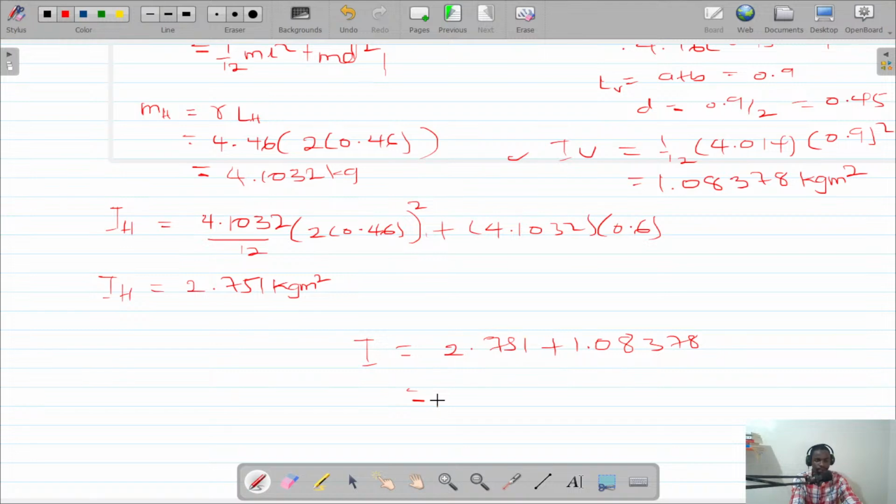0.0837. Okay, so I have IA. IA is 3.834 or 3.35 kilogram meter squared. So I hope you're okay with this.